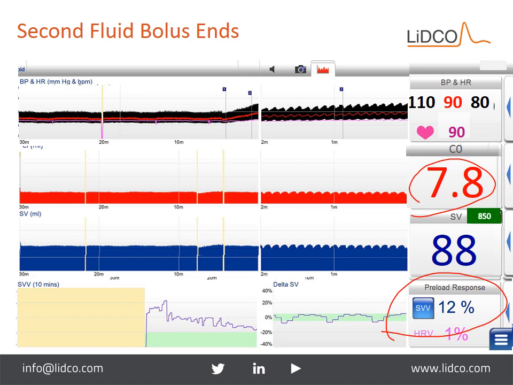Do we think she needs fluid? If so, will she respond to fluid? Well, according to this, and let's say clinically she's looking fairly sound, we would say no. What would you do with this patient at this stage?